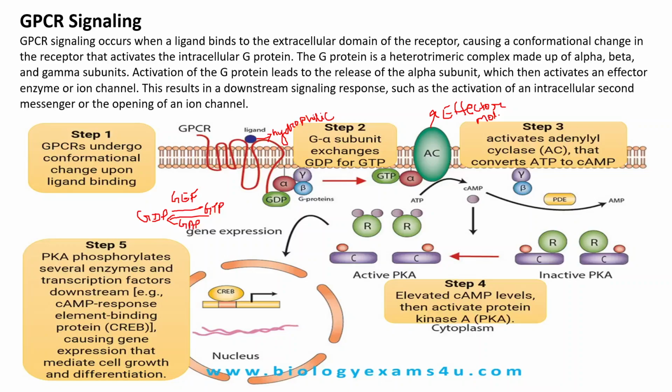Okay, so this is the GTPase-activating protein, which converts GTP to GDP. The guanine exchange factor will convert GDP to GTP, and in that case the alpha subunit will separate from this trimeric complex. With GTP it will go to the adenylate cyclase and activate it. Once adenylate cyclase is activated, it converts ATP to cyclic AMP.